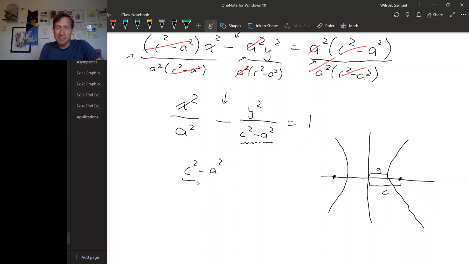So let's name this quantity. We're going to call this b squared. And then we can move a squared to the other side. We get c squared equals a squared plus b squared. And what this is telling us is that in this diagram, if we draw a right triangle with one side being a and the hypotenuse being c, this looks like the Pythagorean theorem for a right triangle.